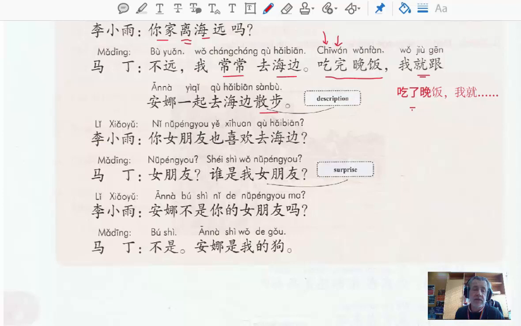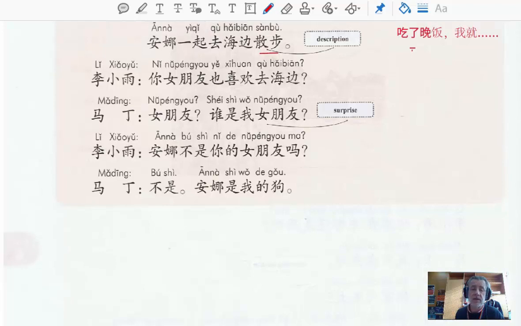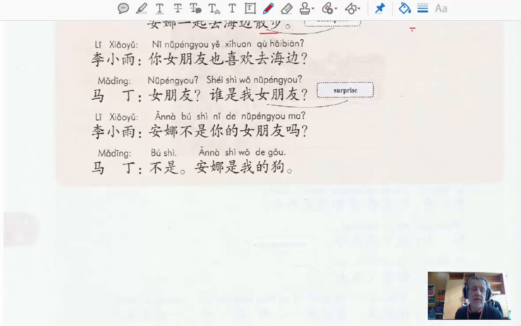Li Xiaoyu then asks, 你女朋友也喜欢去海边? I think for you guys that's easy enough to understand. Then Ma Ding says, 女朋友谁是我女朋友? Who is my girlfriend? And Li Xiaoyu then says, 安娜不是你的女朋友吗? So isn't Anna your girlfriend? And then Ma Ding says, 不是，安娜是我的狗. Anna is my dog. And this is the point when you're meant to laugh hysterically, because this is the punchline.